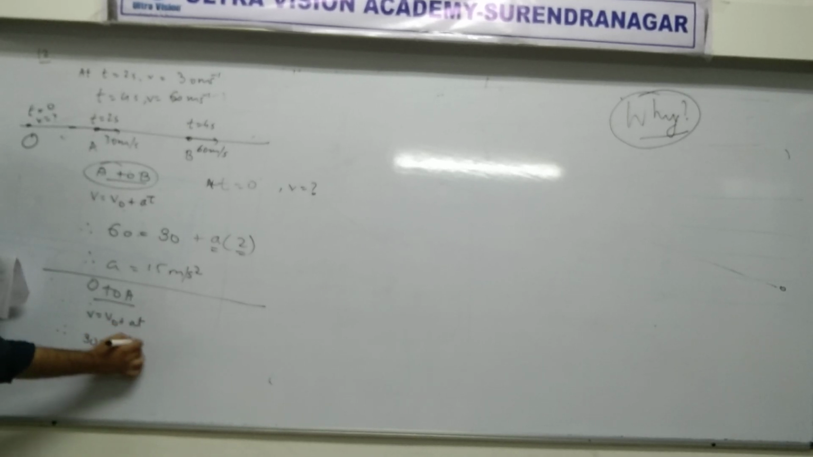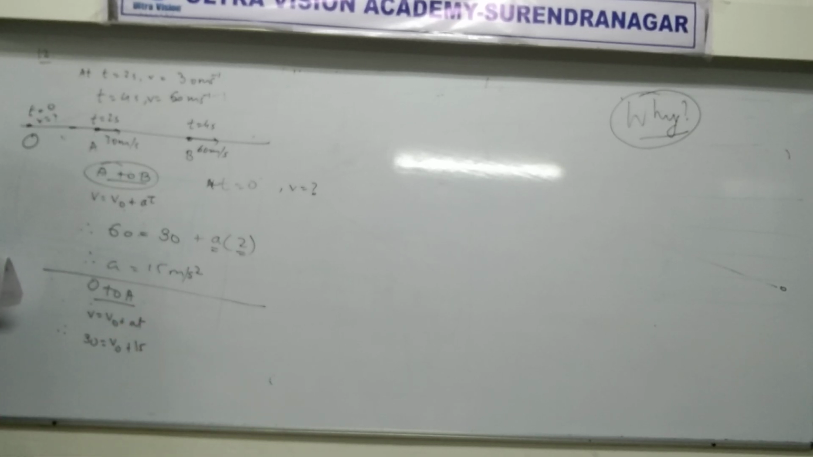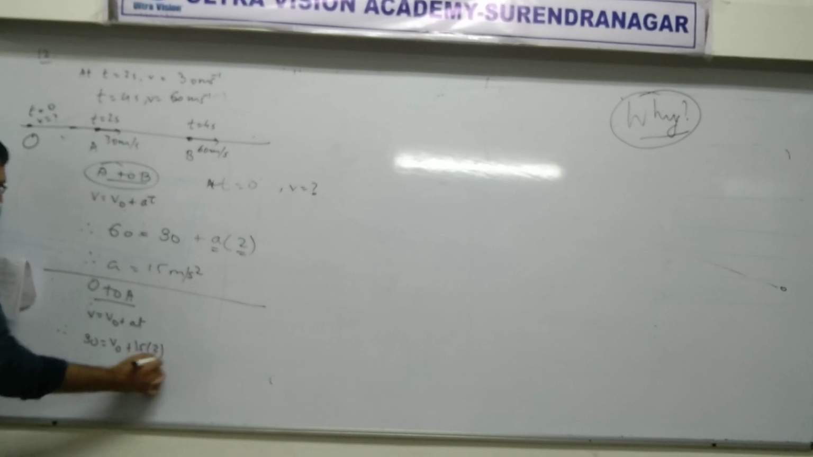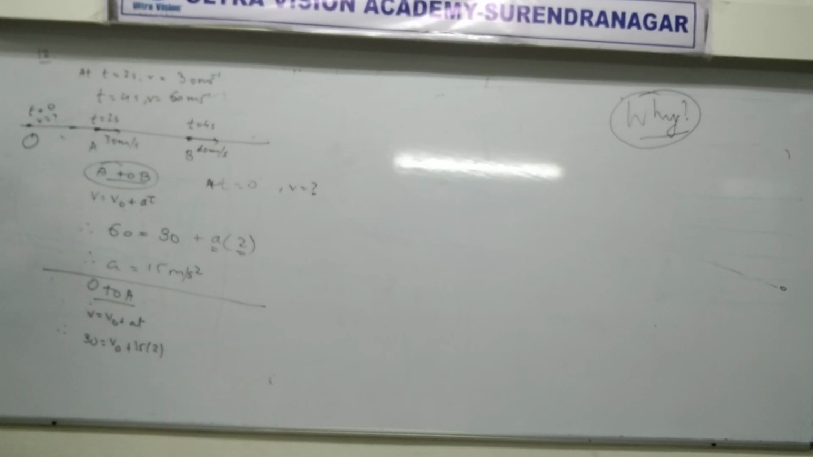How is mine running? A 15, B 2. 2 and 8. 2K, 2 minus 0. 2 minus 0. Is it fine? So what do we get? V0 equal to 0. Is this clear? V0 is equal to 0.